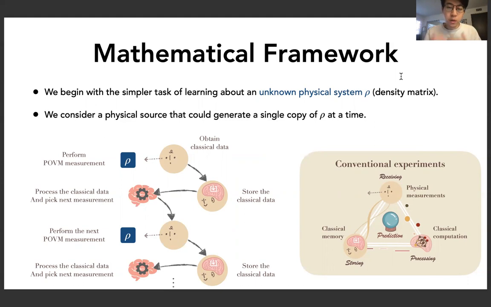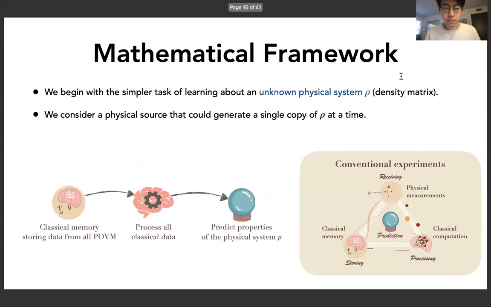So after multiple rounds of experiments, where for each experiment one copy of rho is being measured, at the end there will be a classical memory that stores all the classical data from all POVM measurements. One would then use a classical computer to process all of this classical data to make predictions about this physical system rho.